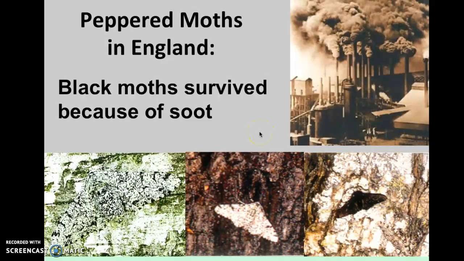So again, evolution a lot of times is just based on the environment in which the organism needs to survive. It needs to change and adapt to its environment, or it will die.